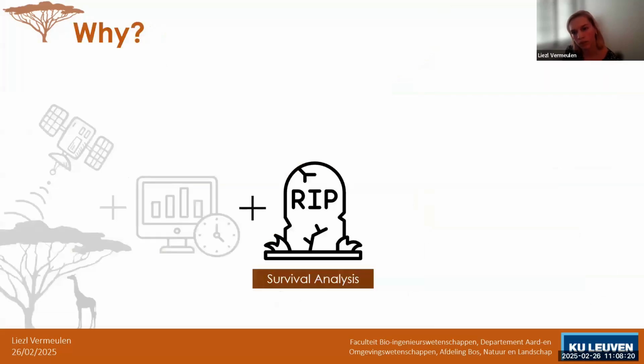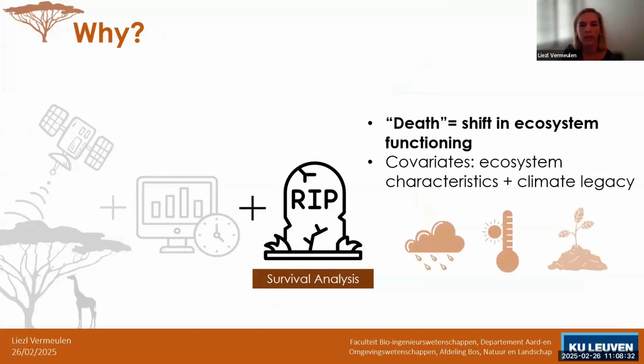So to answer this question, we used a technique called survival analysis, and this is usually used in medicine to essentially try and figure out what covariates drive the death of patients. In our case, the patients are the ecosystem, and then the death is when a shift in the ecosystem functioning occurs. So where these abrupt shifts have occurred.